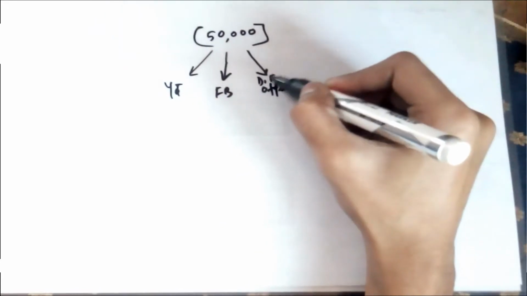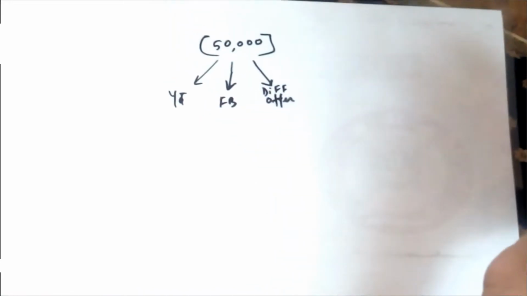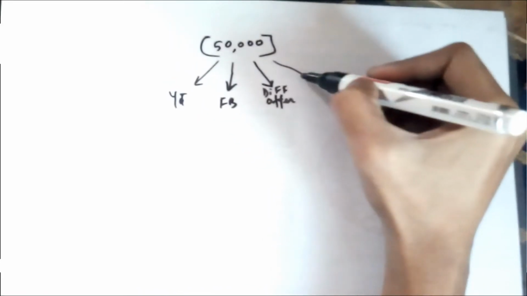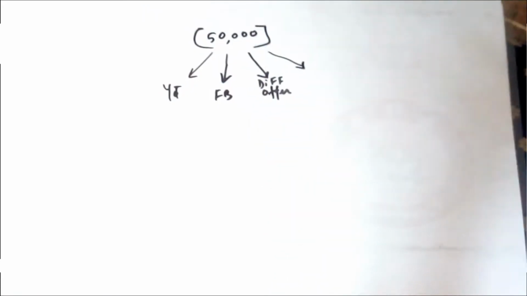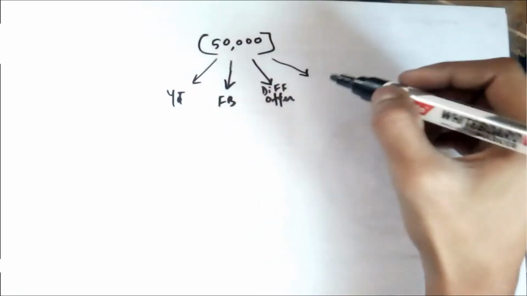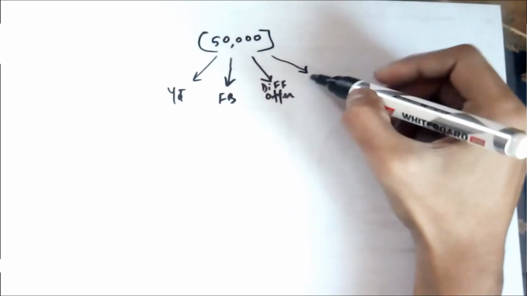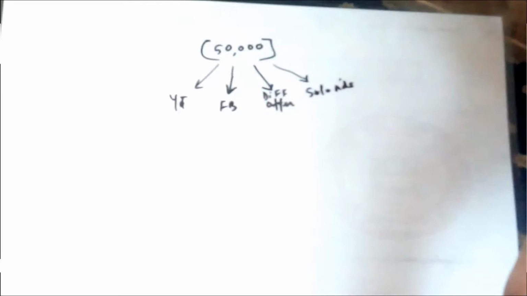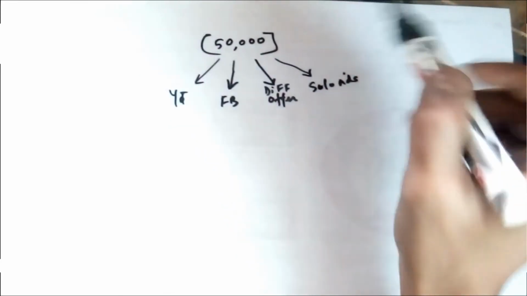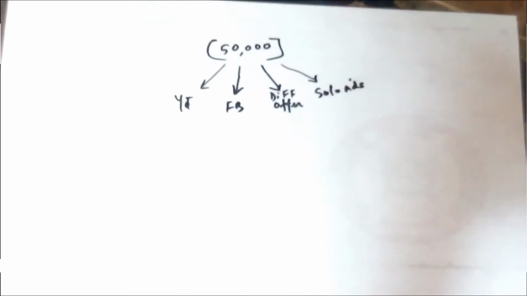I'll write different offers. You can send or direct that traffic to your... what's another way to monetize this list? Maybe solo ads. Like become an influencer in the market, in the industry. You can create your list. Even with a 50,000 list, I can guarantee you that you can be a solo ad proprietor or vendor.